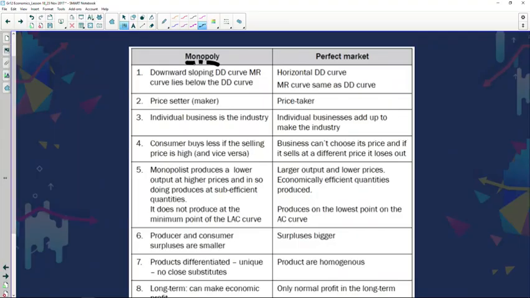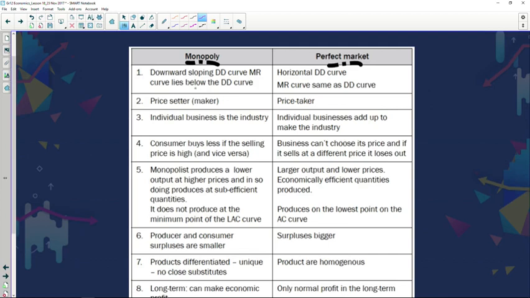Before we continue looking at what an oligopoly market is all about, I just want to have a quick recap on these two markets because I will be referring to them as we go through today's lesson. We learned about the monopoly and we also learned about the perfect market. So I'm going to select a different color pen. There we are. Now I want to look at the differences between the monopoly and a perfect market.